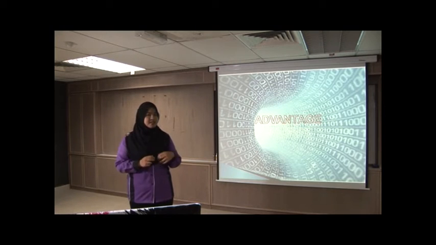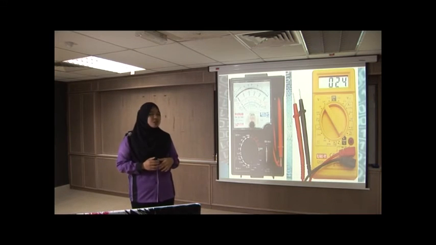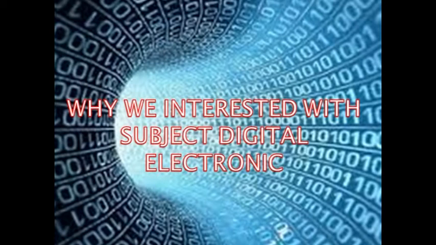Another advantage is that digital systems are more compact compared to analog systems. For example, to use an analog multimeter, we have to read the scale and calculate manually to get the real value, while when using a digital multimeter, we just read the value that is displayed on the screen.